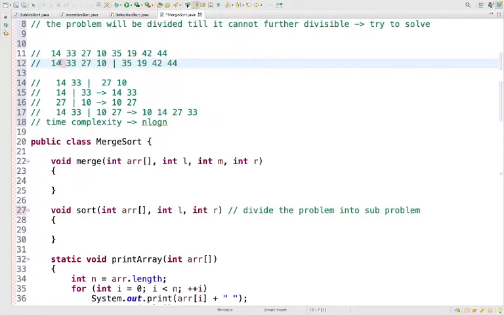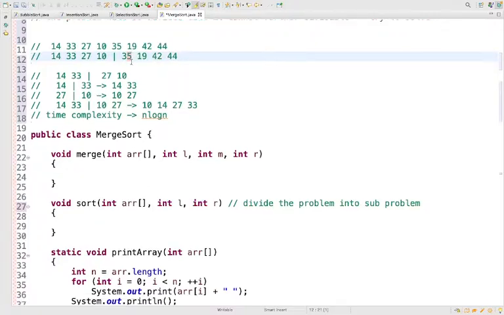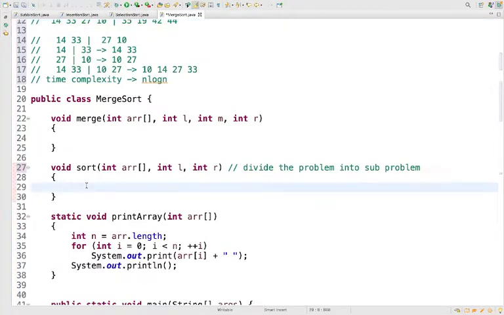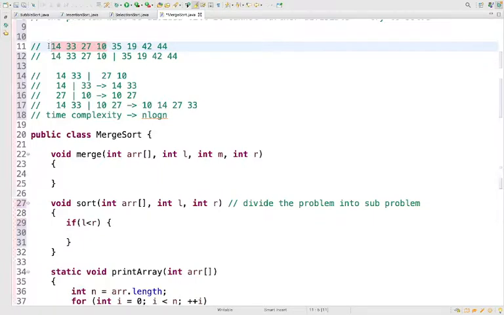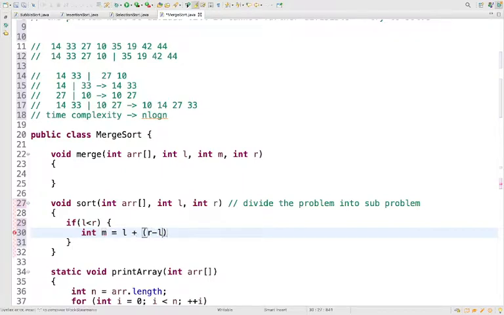That means the value at the position of L will be 14 here, and here it will be 35. So the starting position pointers of those are kept in L and R. We are checking that L is less than R, because we consider that the left side will always be lesser than the right side. If it is, then we'll go and find the middle element: minus L divided by 2. So we find the middle element.